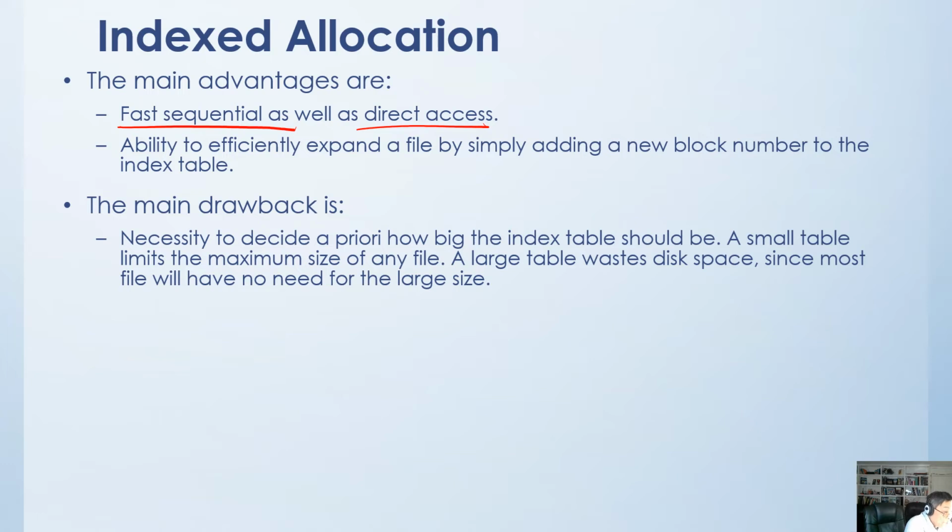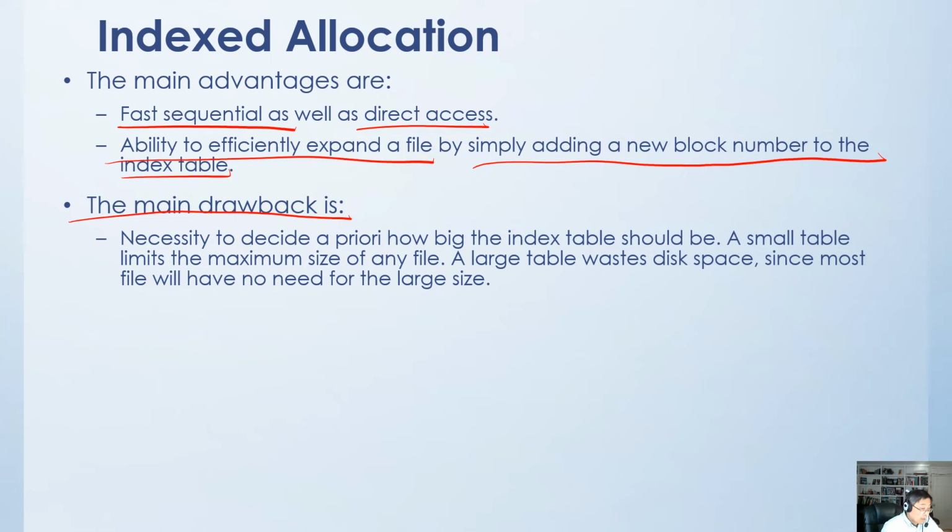The ability to efficiently expand a file by simply adding new block numbers to the index table. So it's easy to expand. Okay. Now, here's the main drawback. A simple indexed allocation has a main drawback: the necessity to decide a priori how big the index table should be. Because once you allocate the index table, it's fixed.